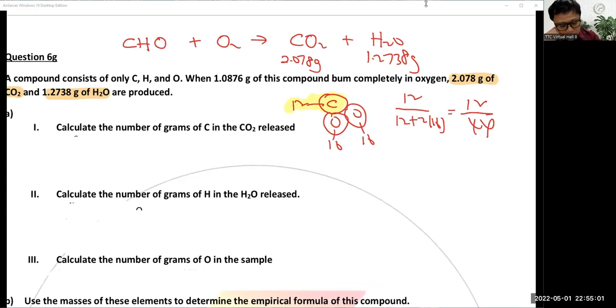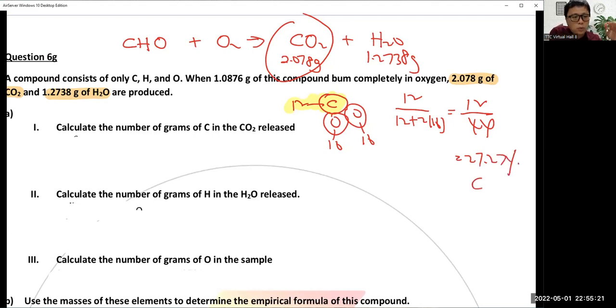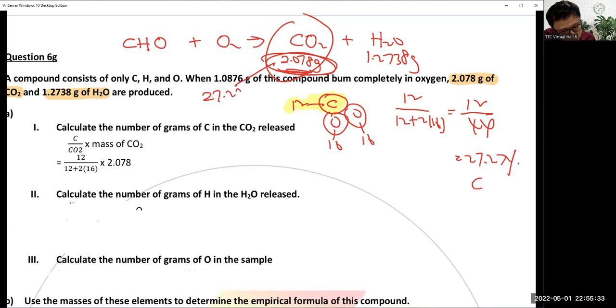So since we know the mass here, let me calculate. 12 divided by 44 is about 27.27% carbon. So how do I get the carbon here is I take the 12 divided by 44 times the mass here, which is the mass of carbon dioxide gas. 27.27% of this carbon dioxide gas is carbon.